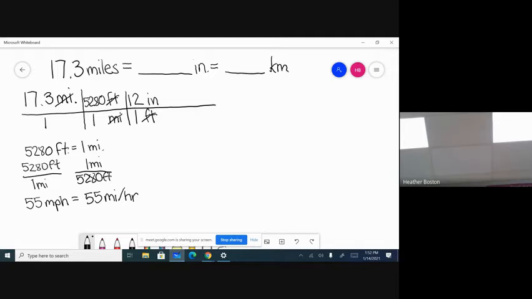So in my calculator, I would multiply across the top and divide by the bottom. 17.3 times 5,280 times 12. All of that's divided by 1. We all know that 1 can be ignored in these circumstances because anything divided by 1 is the same as not dividing it by 1. So in my calculator, I would just multiply 17.3 times 5,280 times 12. And my calculator gives me a number of 1,096,128.